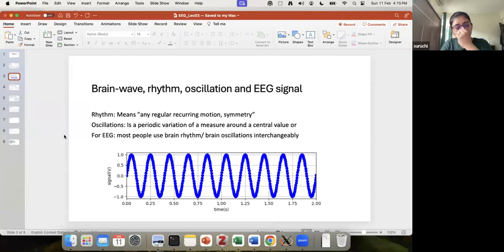This is important. I'm just going to go through some lingo, and then we'll move to the Jupyter notebook and see how to play around with these things. You will see these things when you deal with EEG studies. Some people will say brain wave, some will say rhythm, brain oscillation, right? Heard all of these?